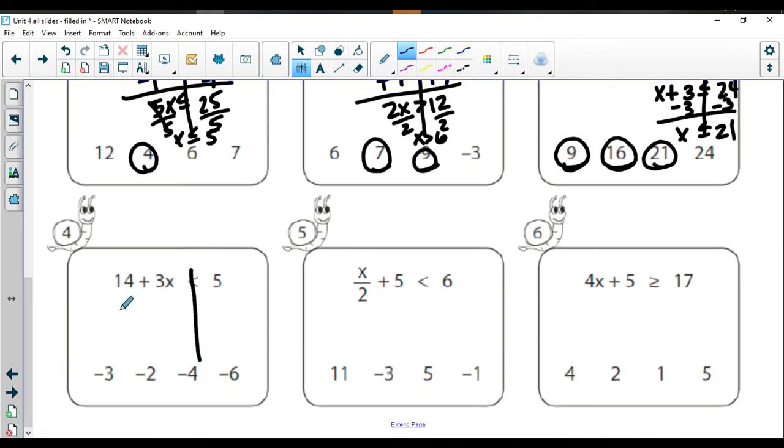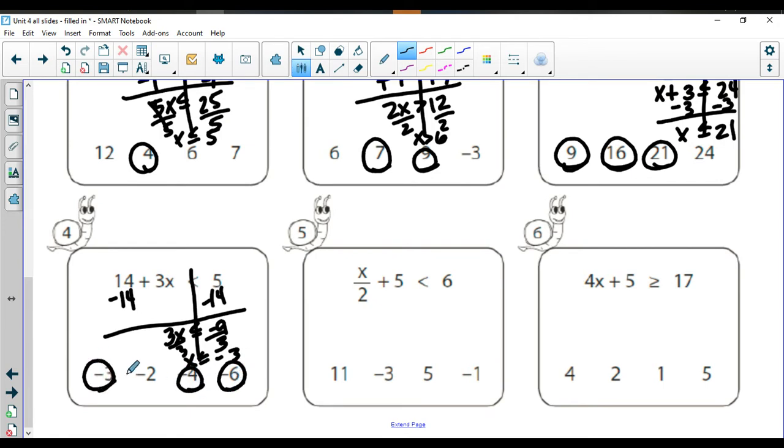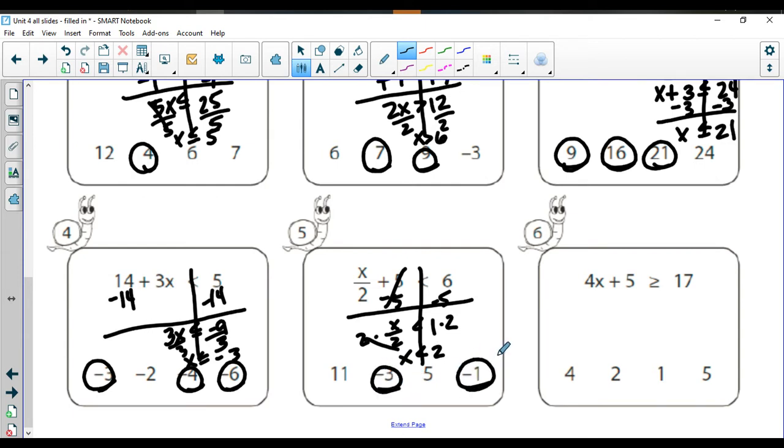In the next one, I'm going to go ahead and subtract the 14. So I have 3x is less than or equal to a negative 9. Dividing through by 3, I get x is less than or equal to a negative 3. So less than or equal to negative 3 is negative 3, negative 4, and negative 6. In the next example, I'm going to subtract 5 on both sides. I get x divided by 2 is less than 1. Timesing by 2 on both sides, I get x is less than 2. So that would be negative 1 and negative 3.